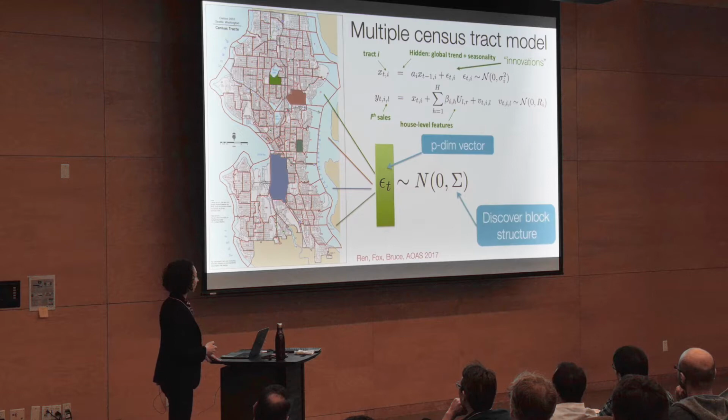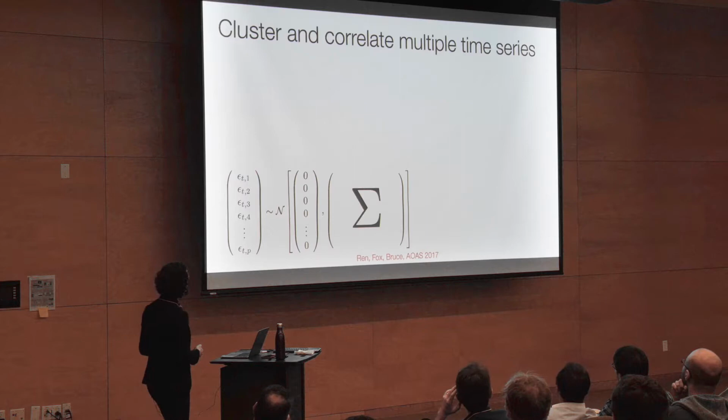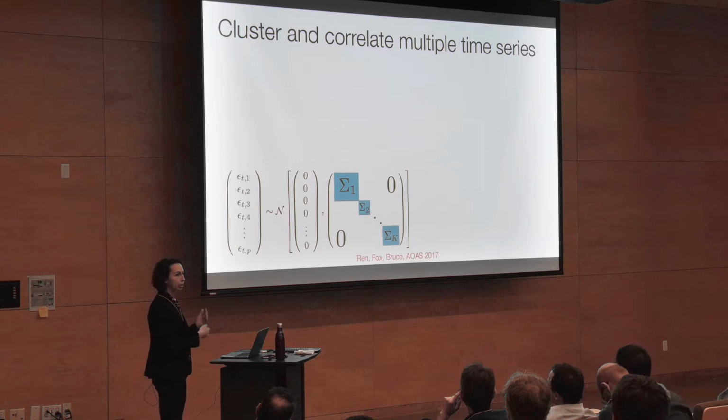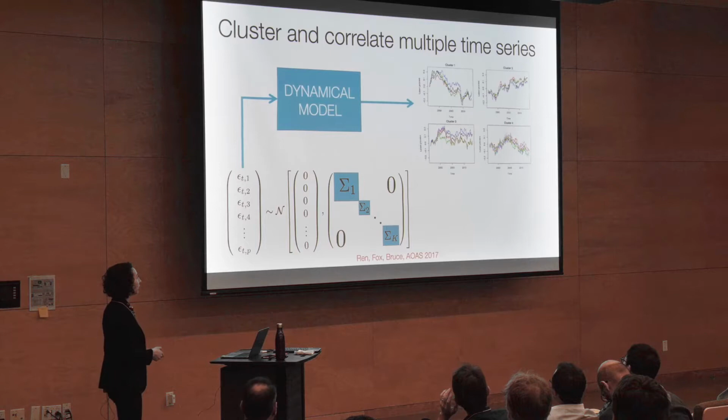And so then our clustering task just boils down to discovering a block structure on this big covariance matrix sigma. So what we mean here is that if census tracts are learned to be in the same block, then they have correlated innovations, and if they're separate, they're independent. So if you pass this innovation structure through the dynamical model, you get out exactly these clusters of correlated price dynamics.